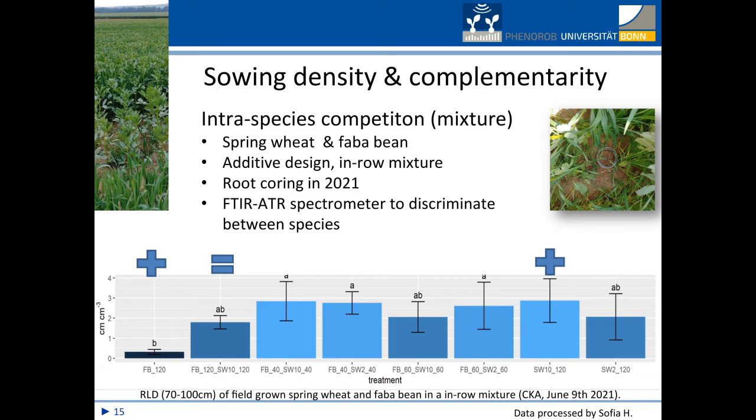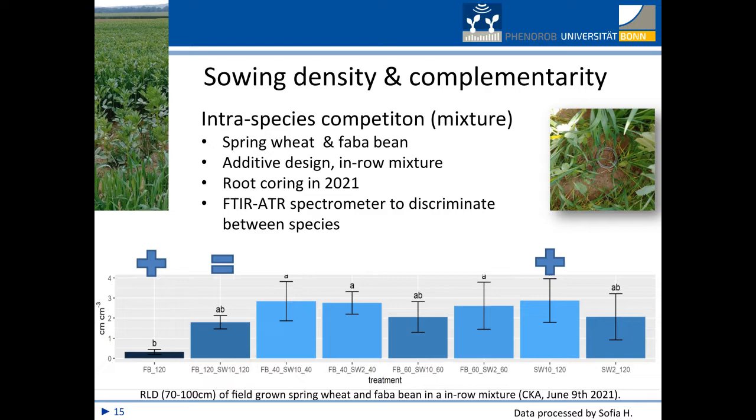On this slide, I would like to show you some work Sophia Hardy is doing. Last year, we took some root samples in the mixture trial at Campus Altendorf, where spring wheat and faba bean are grown in an in-row mixture. That means the plants are growing next to each other in the row. We took several soil samples on two dates, processed them, and used the FTIR spectrometer to discriminate between the species. And I would like to show you one result in the graph at the bottom.